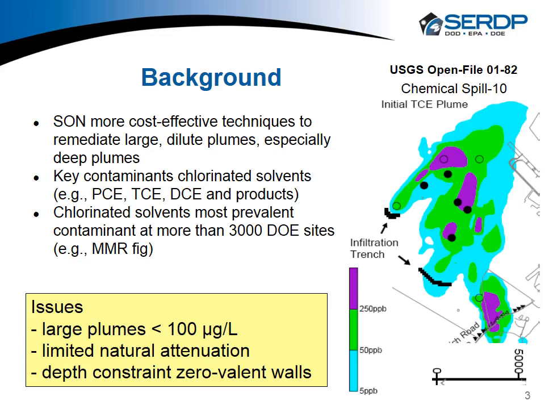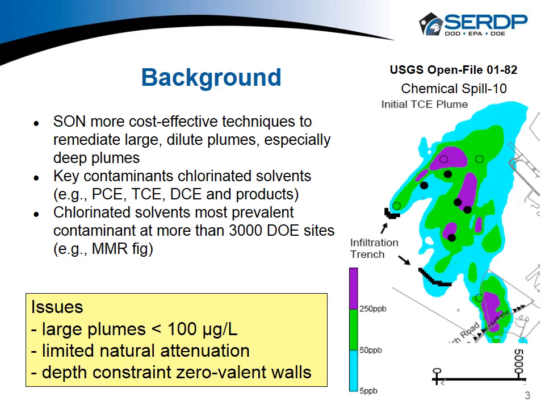Slide 3 gives the background of our project. The statement of need really is to talk about a cost-effective technique to remediate large and dilute plumes, and the real focus was on deep plumes. The typical array of contaminants of interest at DOE sites are the chlorinated solvents, PCE, TCE, DCE, and so on. These are present at many sites, estimated at 3,000, depending on various numbers.